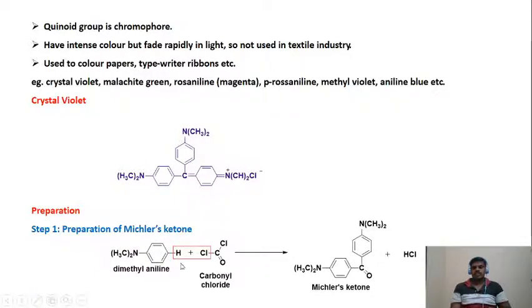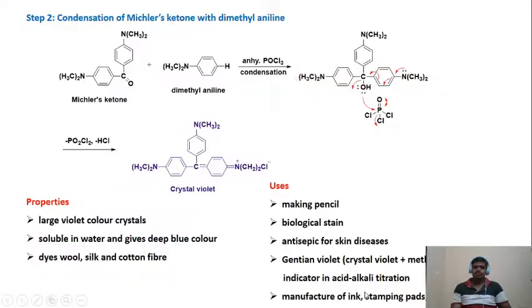First this HCl, again this HCl. So two HCl molecules are going away and two dimethyl aniline groups are attached to this carbonyl group like this, and this compound is nothing but the Michler's ketone, okay. Now the next step is condensation of Michler's ketone with dimethyl aniline, okay.